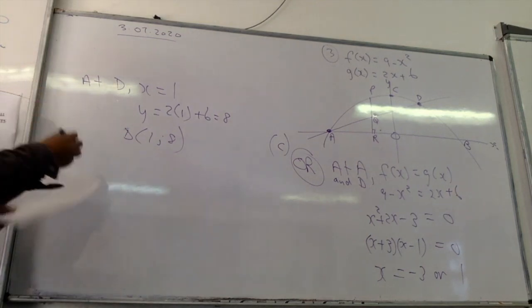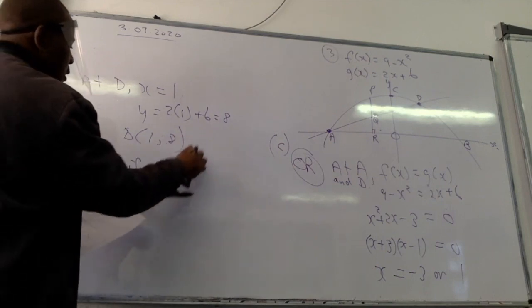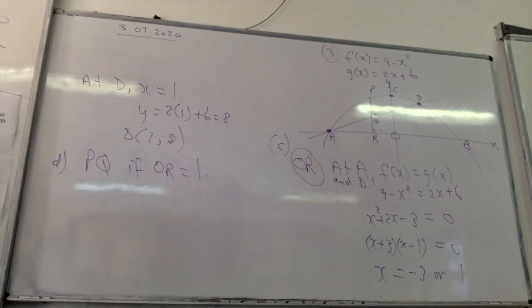D says determine the length of PQ given that OR is equal to 1. So we need to know the length PQ given that the distance from O to R is 1. Any thoughts? Where's R? O is always the origin, okay? Your thoughts, please?